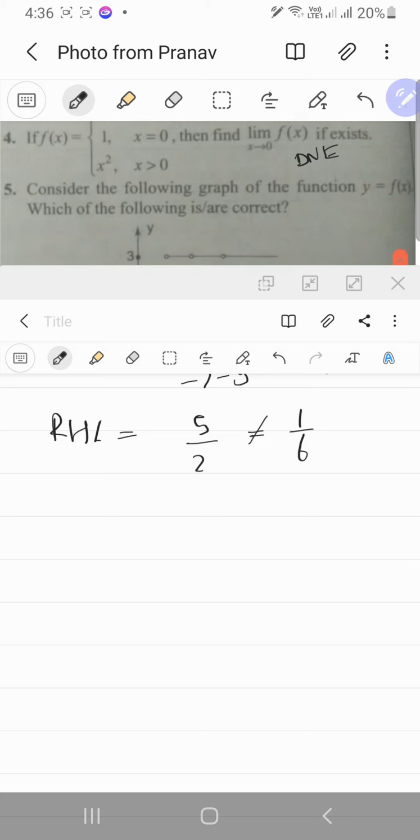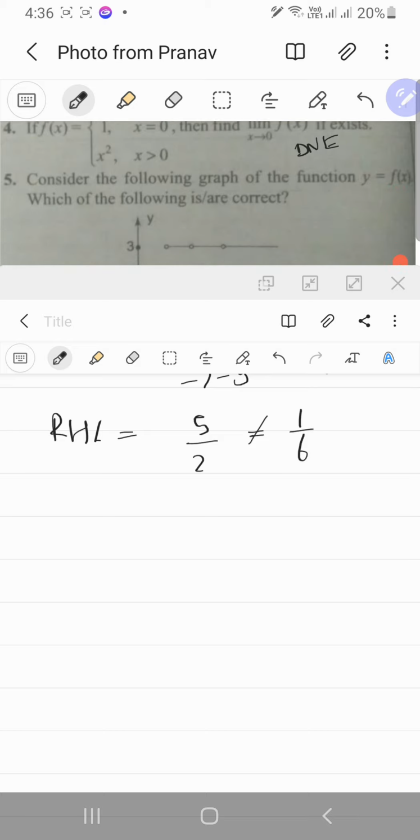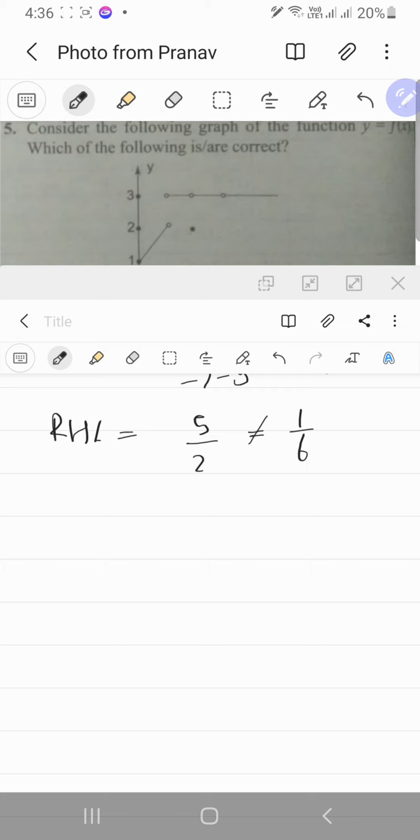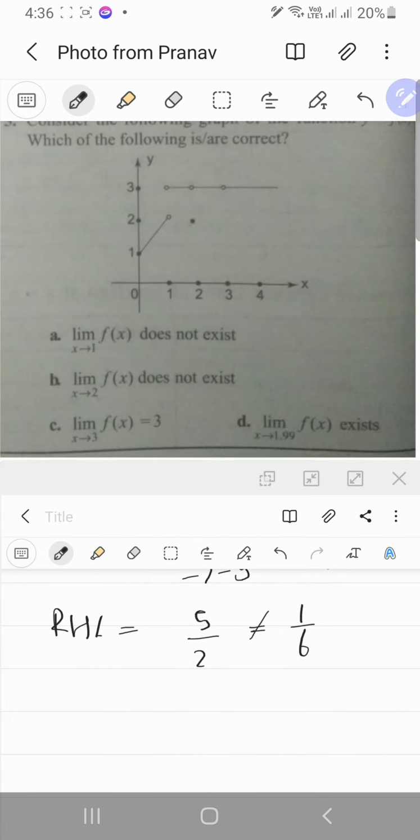Okay, next question, consider the following graph of the function y equal to f of x. Which of the following is or are correct? This is the graph. First of all, you start off at 1, you go all the way till 1, but this 1 is not included, so f of 1 is not defined, in fact. Weird. Then you go like that, f of 2 is this, and then f of 3 is once again not defined.